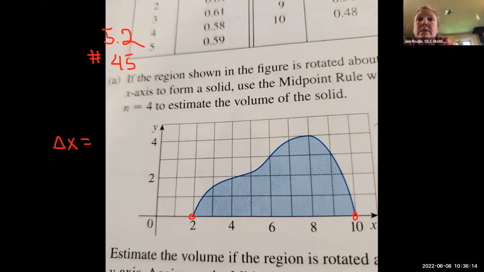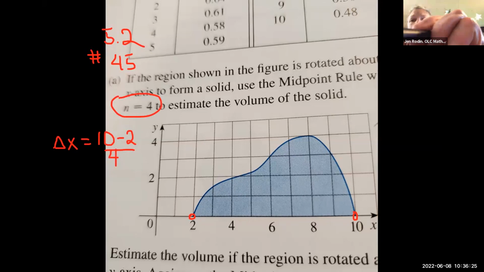Then I'll pull up the review sheet and we'll kind of talk through it. So that right endpoint minus the left, divided by, they said, let n equal 4. I like this one because it's not too long of a problem. 8/4 is 2. So each rectangle is going to be a width of 2, or delta x will equal 2. So we do the same kind of formula idea, but a little bit of a throwback to the rectangles.